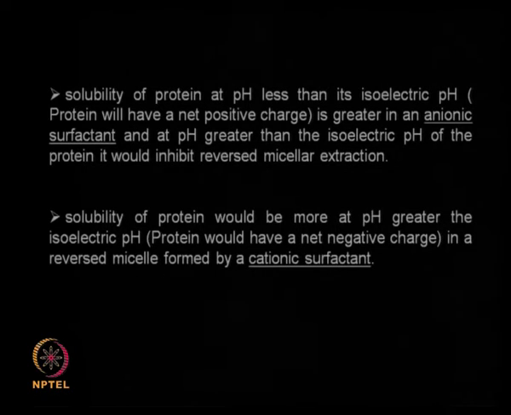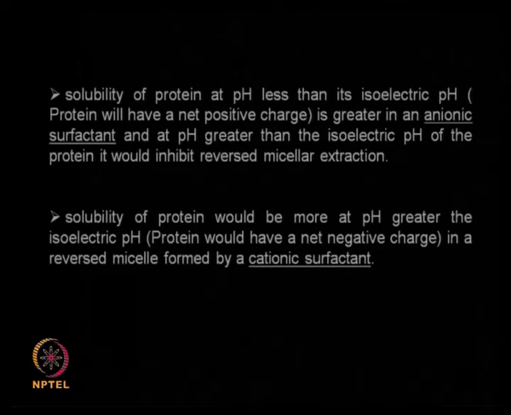So depending upon the pH, we can select the type of surfactant. Do I need an anionic surfactant or do I need a cationic surfactant? If you want to work at a pH which is greater than the isoelectric pH of the protein, then ideally I should have a cationic surfactant. Otherwise, if I am going to work at lower pH, lower than its isoelectric pH, then it will be good to have an anionic surfactant.